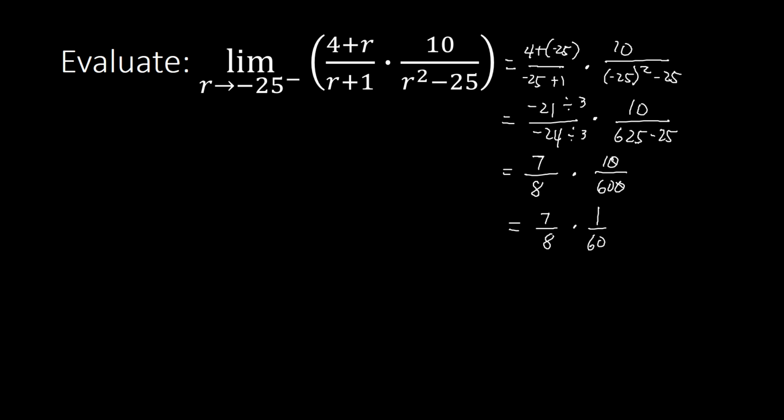And then we try to simplify this. This is 7 over 8 times 60, that's 480. So that will be our limit. Notice we don't have a 0 on the denominator, and we don't have anything wrong with the numerator. So that means this is our limit of our function. So this is the limit of (4 + r)/(r + 1) times 10/(r² − 25) as r approaches negative 25 coming from the left side.